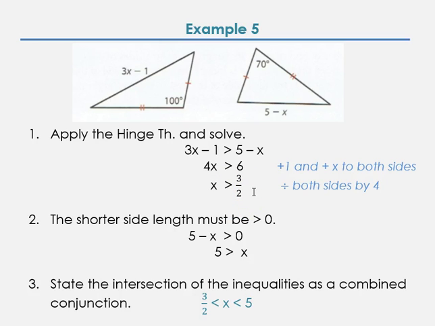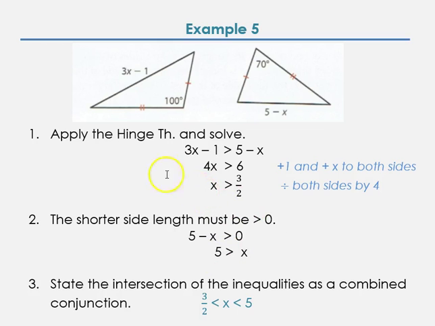But remember, with these problems, we have two answers. So the next step will be to take the shorter side and set it to greater than 0. Remember, it has to be greater than 0. We're talking about lengths here. You won't have a negative number. We don't know what the number is, but we know it'll be greater than 0. So set the shorter side greater than 0. 5 minus x is greater than 0, so 5 is greater than x.